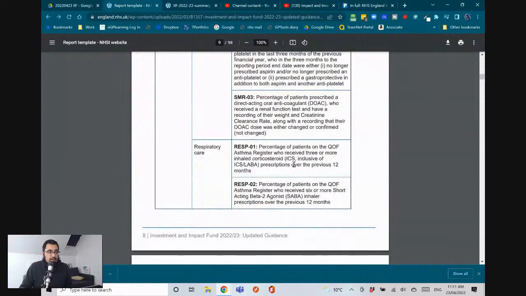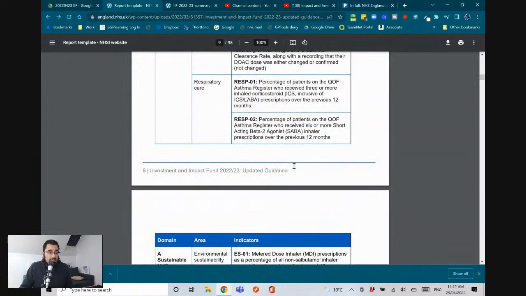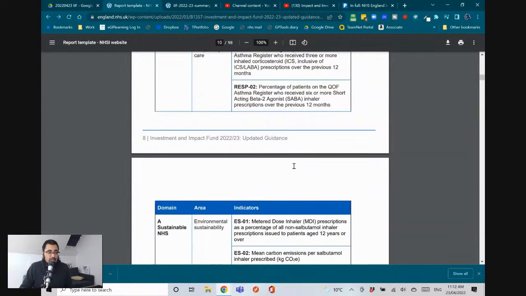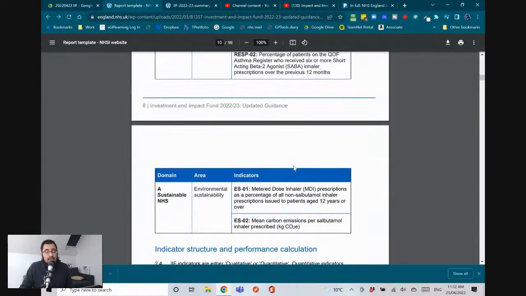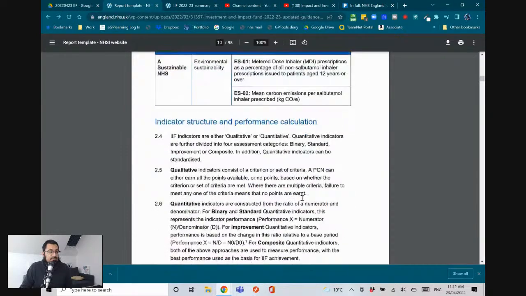Respiratory care then talks about the patients with inhaled corticosteroid use versus short-acting beta agonists, and then the emphasis on trying to get that as best as possible. And then the final part is Sustainable NHS. One of the things that has been recognized is that the types of inhalers that patients use have a huge environmental impact. As a result, there's an aim to switch patients, and it talks about those criteria there.